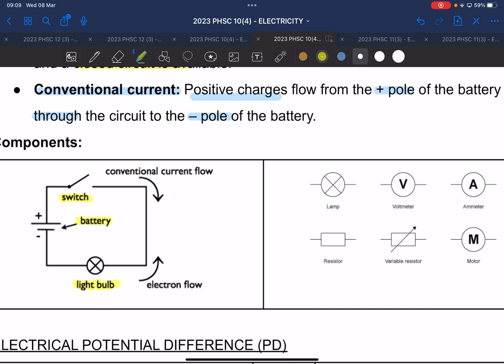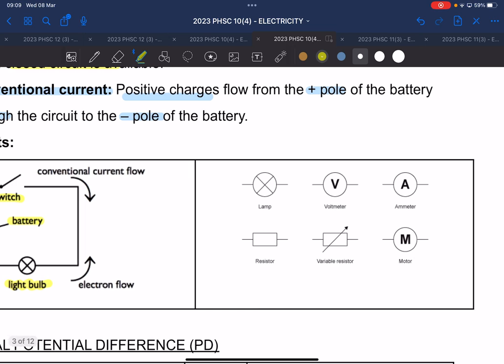I'm going to move over to the symbols here on the right hand side. So there we have a lamp or a light bulb, a voltmeter, an ammeter. Does it look familiar? You've seen them last year? Yes. Then a resistor. Then the first thing that's new is a variable resistor. I think that's new.